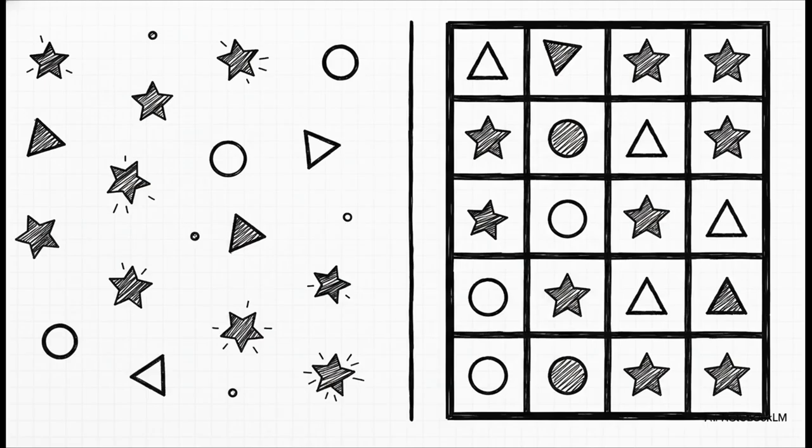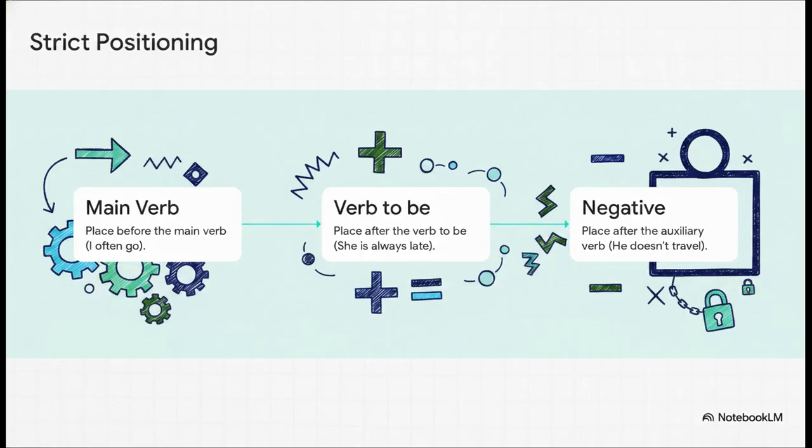But English, it demands that these words go into very specific, completely non-negotiable slots. Let's quickly walk through these 3 strict positioning rules. Step 1. They absolutely must go before the main verb, so I often go. Step 2. If the verb is to be, the adverb goes right after it. She is always late. And step 3, in a negative sentence, it squeezes in right after the auxiliary verb.